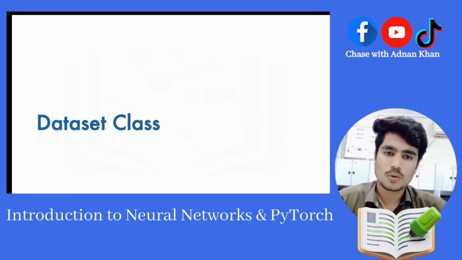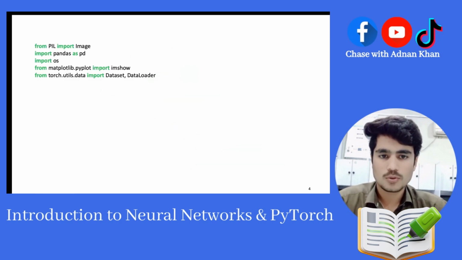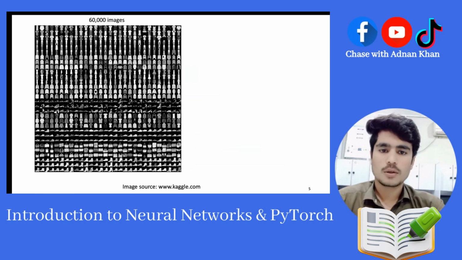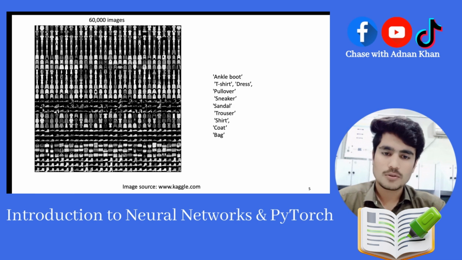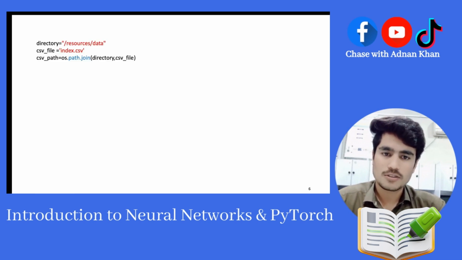Let's first review the components that we will need. We will import the following libraries. In this video, we will use Zalando's Fashion-MNIST training set of 60,000 28x28 grayscale images of clothing. The dataset has 10 types of labels or classes. The path to the CSV file with the labels for each image can be obtained as follows.